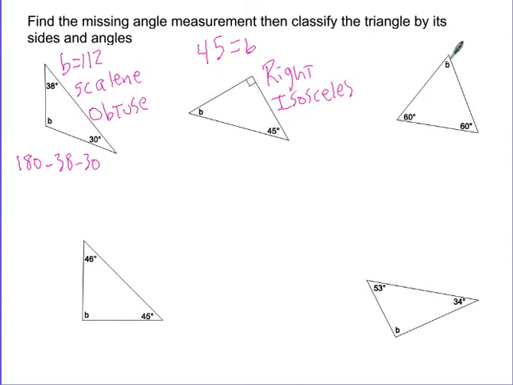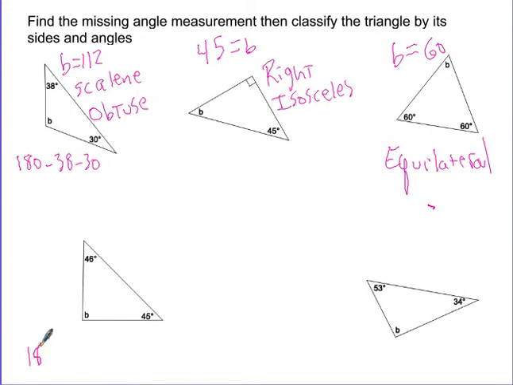If these two are 60, what does this last one have to be? 60. It also has to be 60. So that would be a 60, which means we've got equilateral. Equilaterals are all 60 degrees.